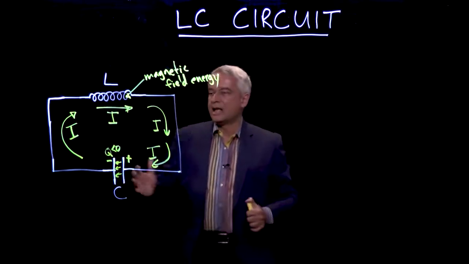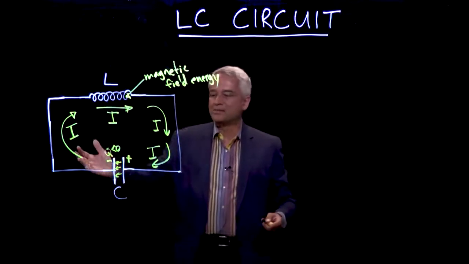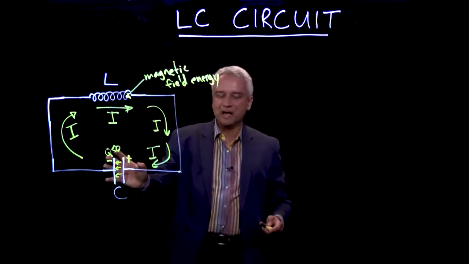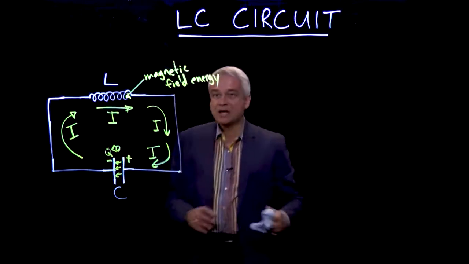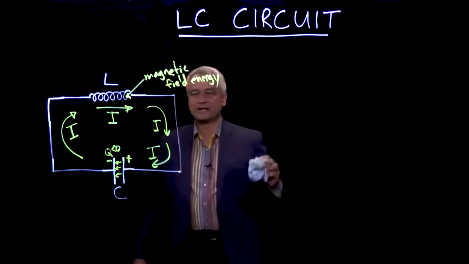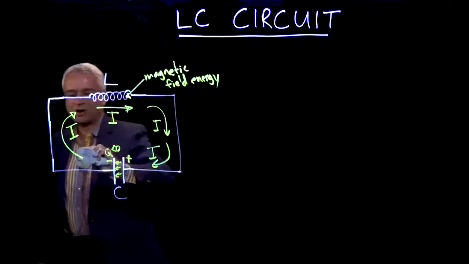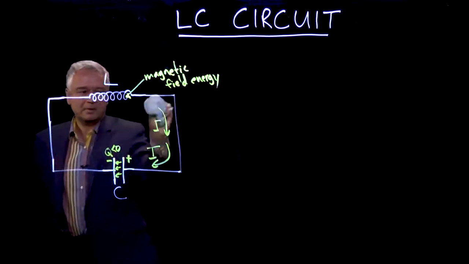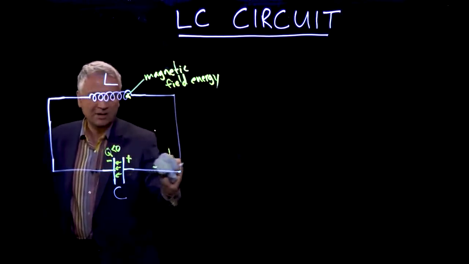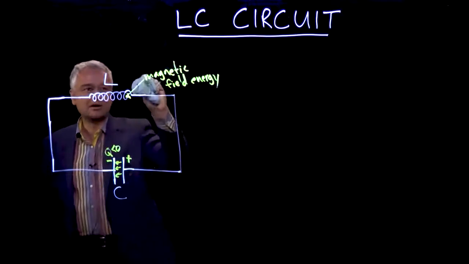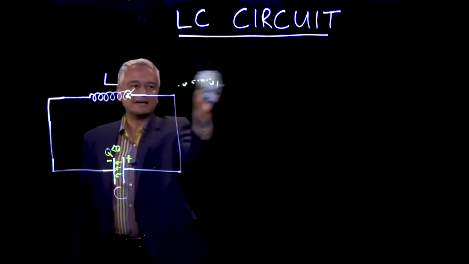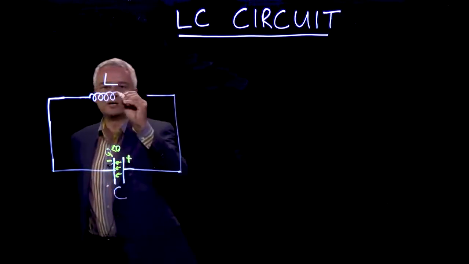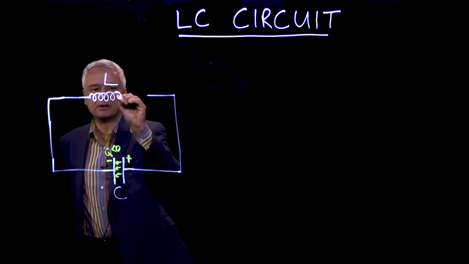And now let's wait some more time. The current is getting less and less. The charge is building up and up. And there will come a time, we're going to have to figure out how long it takes, but there will come a time when the current has been beaten all the way down to 0. And once the current is beaten down to 0, then there's no magnetic field energy. I have an empty inductor.